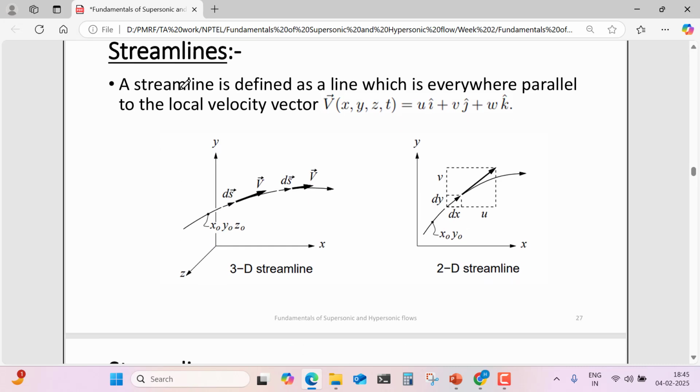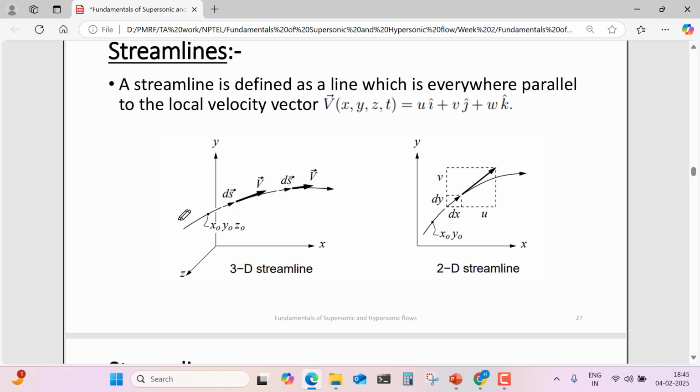There are streamlines which are present in the flow. So we define what is a streamline. A streamline is defined as a line which is everywhere parallel to the local velocity vector, v vector equal to u i cap plus v j cap plus w k cap.